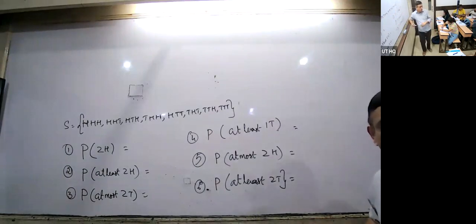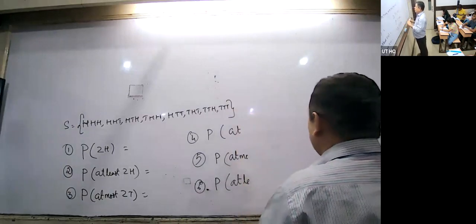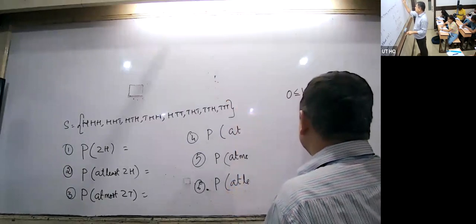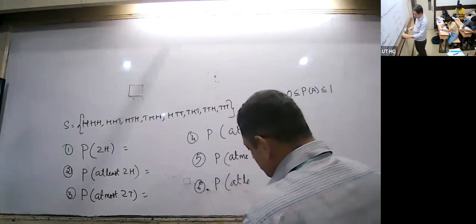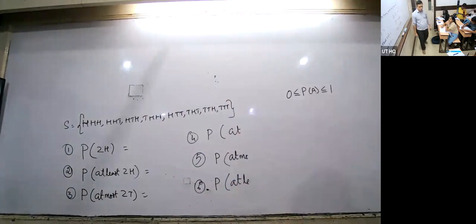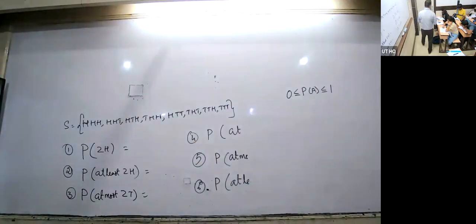Okay now, all of you, everywhere, have you seen the value of the probability? In all the questions, what is the value of the probability? It is at most 1, have you seen? So write the property: value of P of A is such that 0 less than or equal to P of A less than or equal to 1. P of A means probability of event A. Always remember your probability's value should be between 0 and 1.